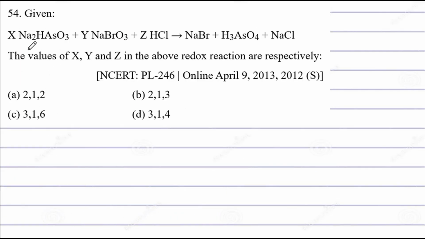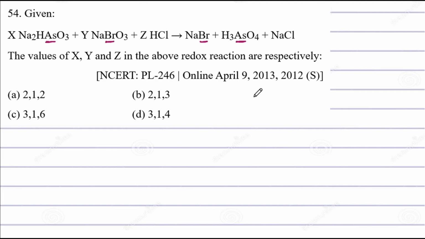Next question is, given X Na2HAsO3 plus Y NaBrO3 plus Z HCl gives NaBr plus H3AsO4 plus NaCl. The values of X, Y and Z in the above redox reactions are respectively. So you have to balance this redox reaction, so only we will find the answer, value of X, Y and Z. So let us see the oxidation state change in the element arsenic in reactant side and product side, then for the element bromine in the reactant and product.